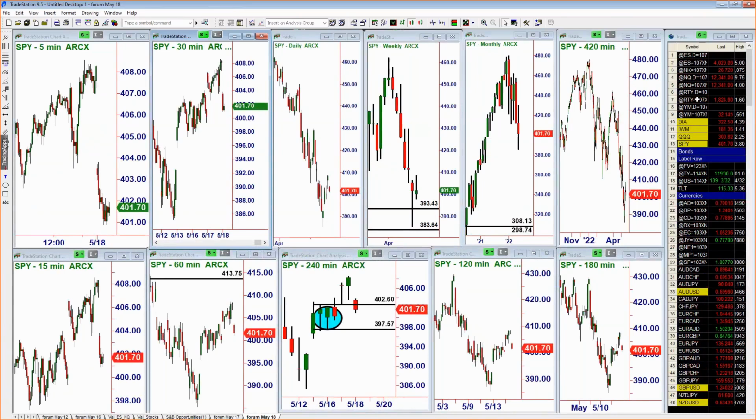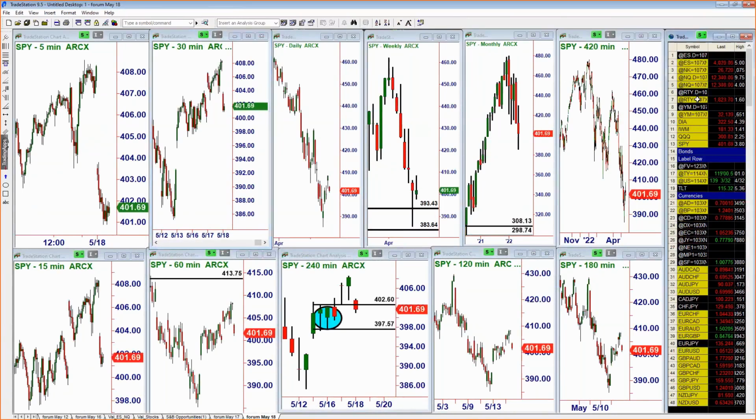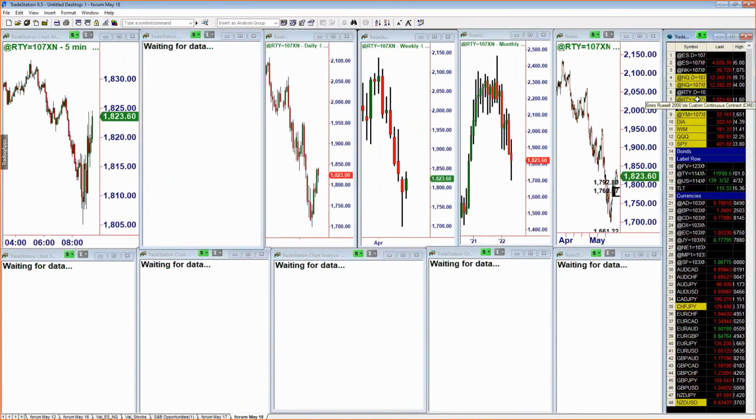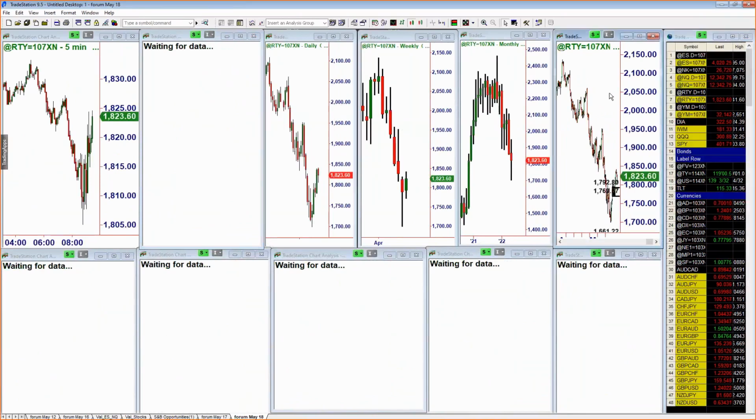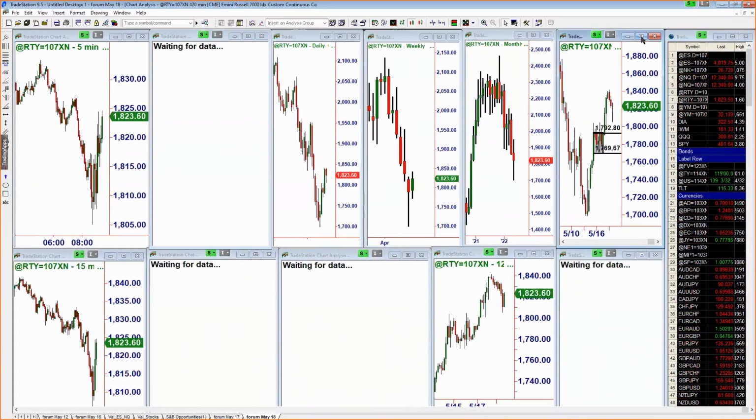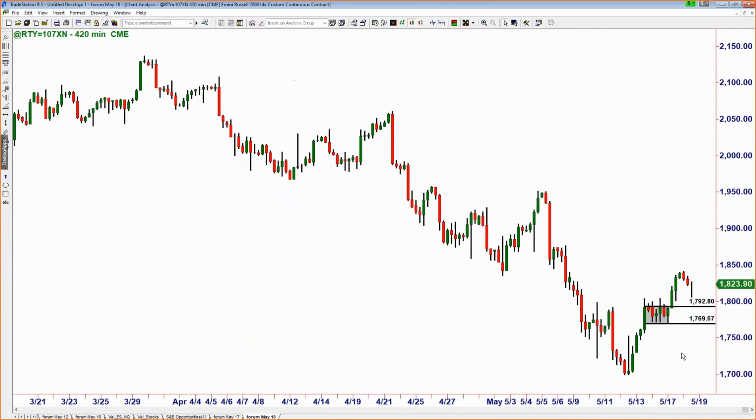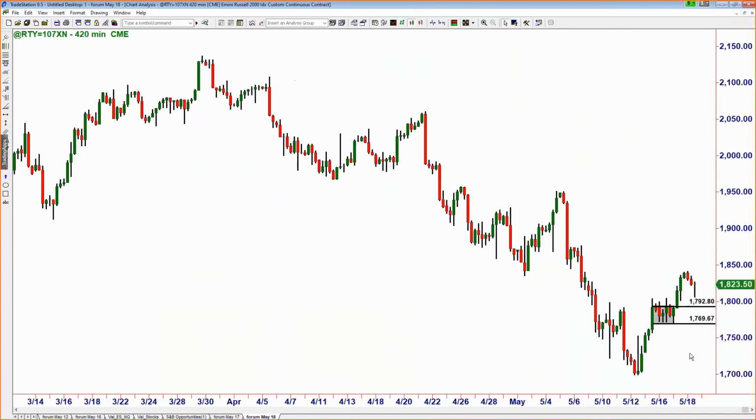Let's move on. So we looked at the Nasdaq. Now let's look at the Russell, because the Russell actually has a nice demand zone sitting down here. Let's see if it didn't get there yet today. All right, so the Russell has this area sitting just below in the 1793 area. Now the Russell and the Dow currently are a little bit stronger than that Nasdaq.